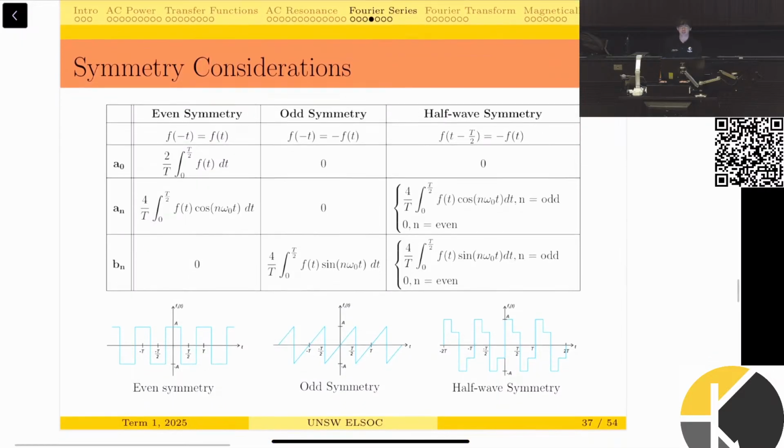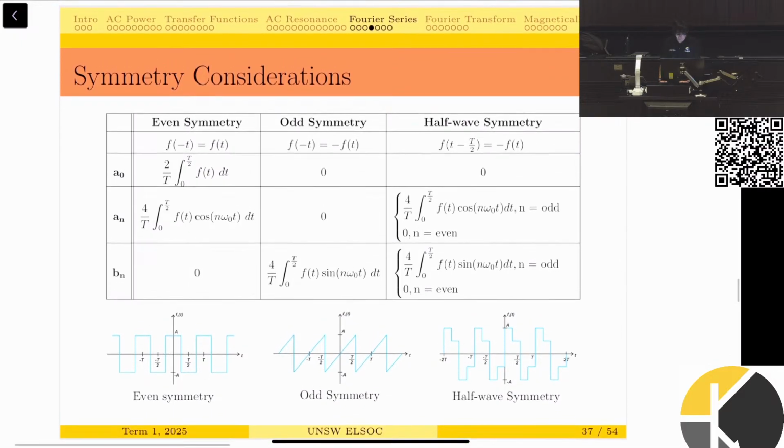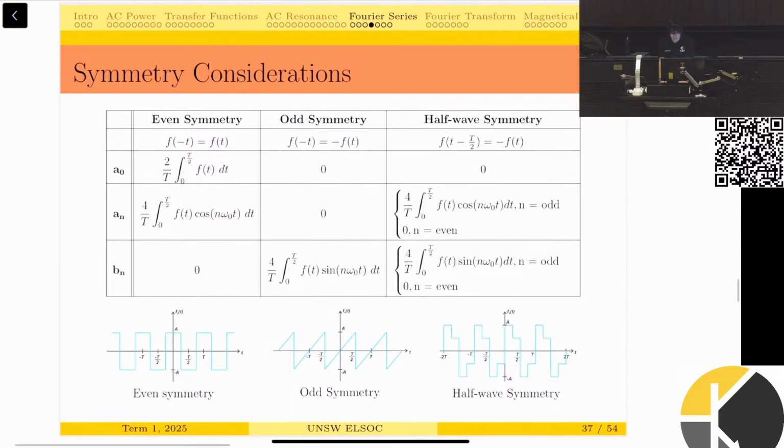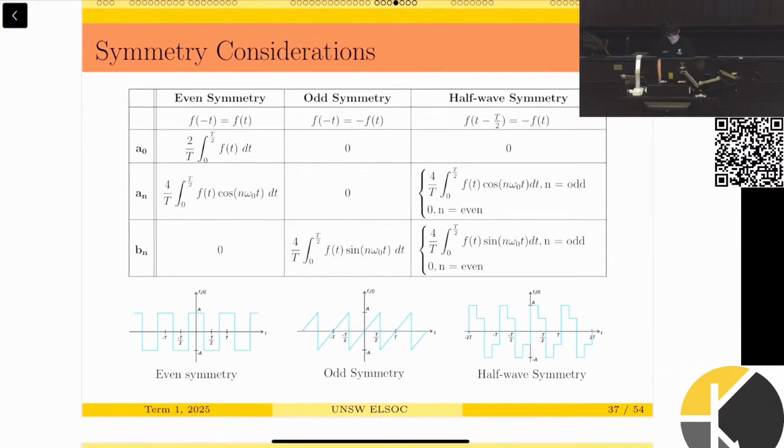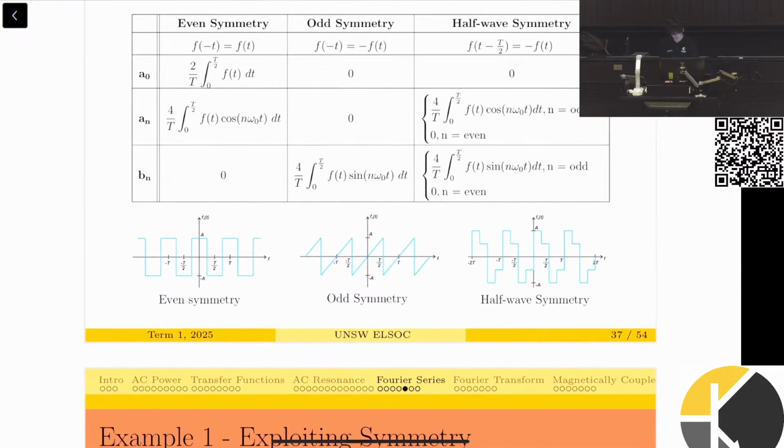A big tip for your exam: usually if your lecturer is nice to you, they will pick a waveform that has some level of symmetry. And when we have symmetry in a waveform, we are able to simplify our calculations by immediately knowing that some of these values are 0. So for example, let's start by first determining the different types of symmetries.